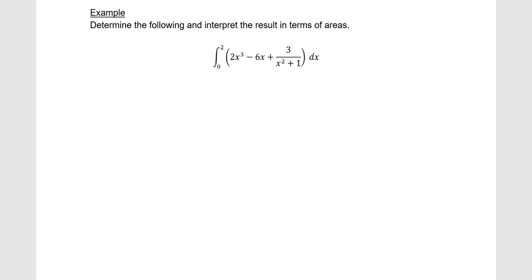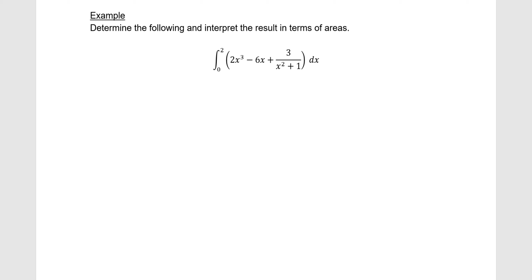Next one, determine the following and interpret the results. We want the integral from 0 to 2. So once again, we have a definite integral because we have these limits of integration, of 2x cubed minus 6x plus 3 over x squared plus 1 dx. Okay, so we need to do the antiderivative of these three terms separately.